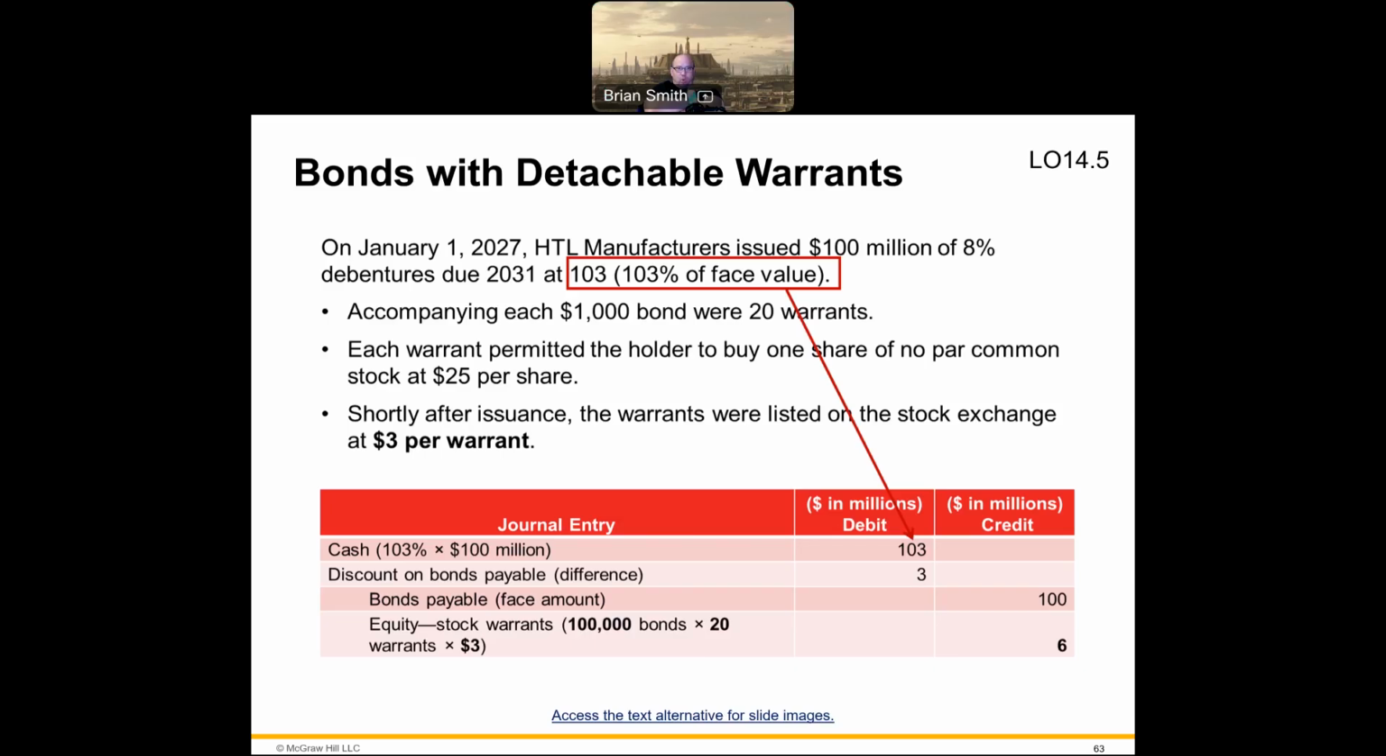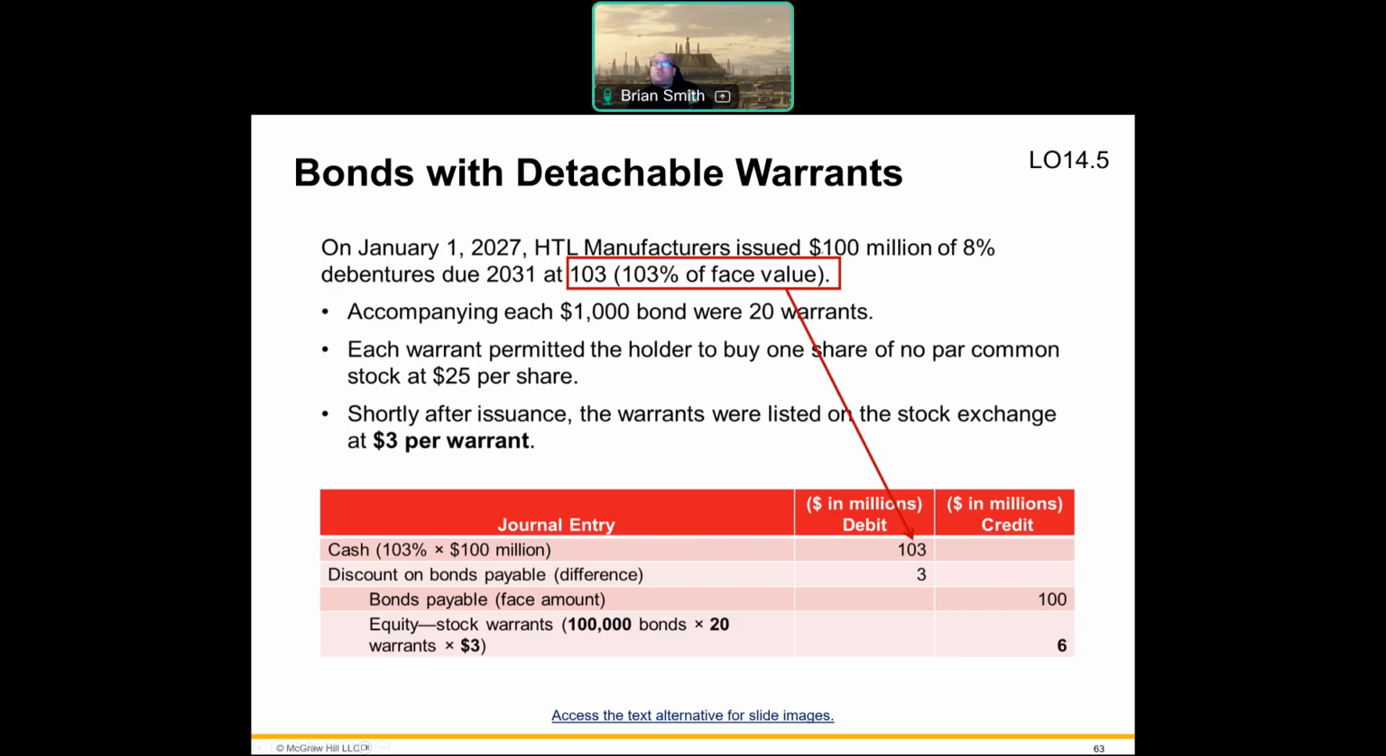I'm sorry, 100 million. I had to figure out how to calculate this. So how we're calculating the warrants is we're taking that $100 million, dividing it by each $1,000 bond to find out how many actual bonds we're issuing. In this case, it's 100,000 bonds. So you see here, I'm going to use the mouse to show you.